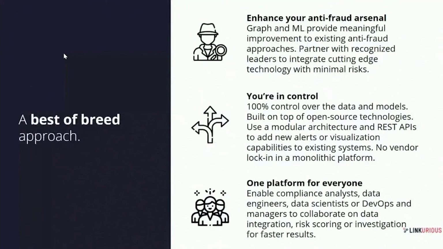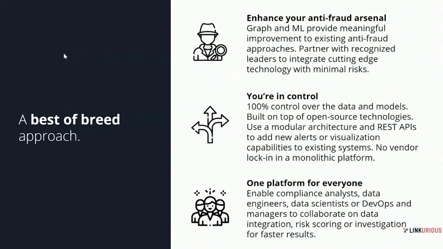So what I've tried to highlight is really an approach that is based on best of breed. So it leverages tools that are best in class in their domains, and it's a way to really enhance your anti-fraud arsenal. Both graph and machine learning, separately and together, can provide meaningful improvements to existing anti-fraud approaches. What's also interesting about the approach that I just showcased is that it gives a lot of control to financial institutions that want to go in that route. With a modular architecture and with APIs, you can either enhance an existing system by adding new alerts or new visualization capabilities to your case management or investigation tools, or you can go the other route and really use this approach as the backbone of your future anti-fraud infrastructure.